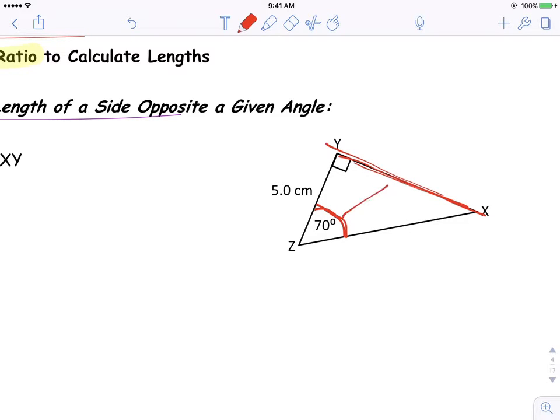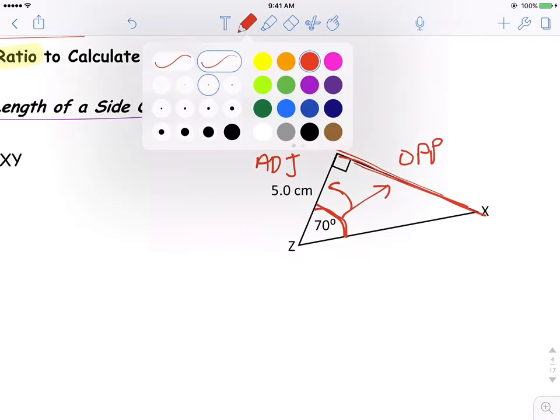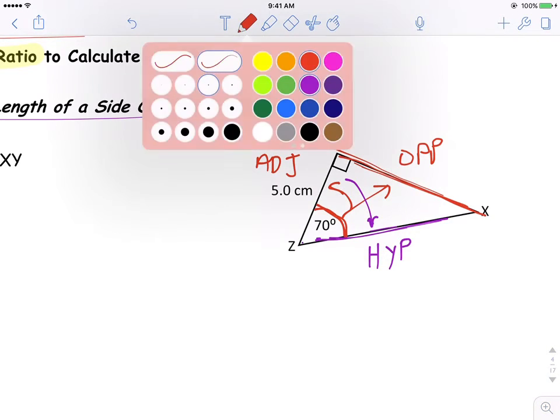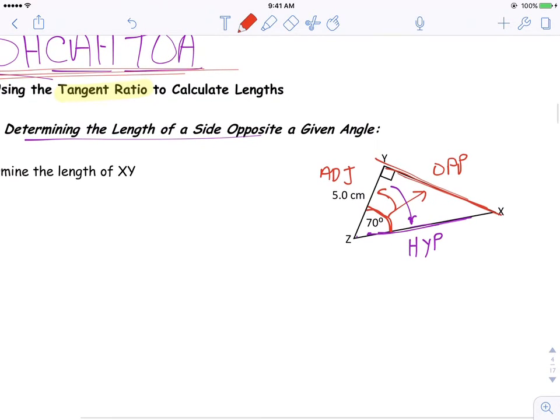We look at this. This would be the opposite side, and this would be the adjacent side. Opposite because it's opposite the angle we're talking about. Adjacent because it's beside the angle we're talking about. And as always, this one here across from the 90-degree angle, or our longest side, would be the hypotenuse. Okay. So, determine the length of XY.